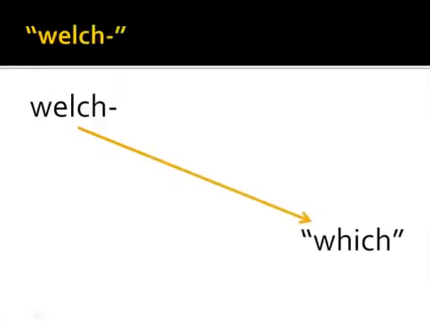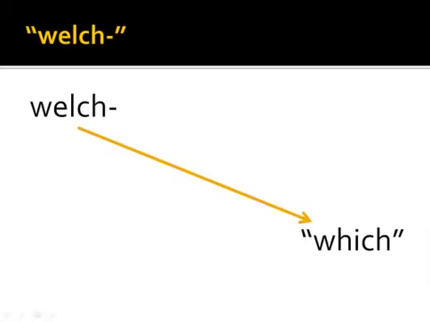Now, welch is the other der word. Welch simply means which. You'll notice also here that I have the root, the stem of the der word, welch, but I don't have an ending. That's because I need to know more about the noun that this der word modifies. We'll also see that welch is an interrogative. Which? It asks a question.